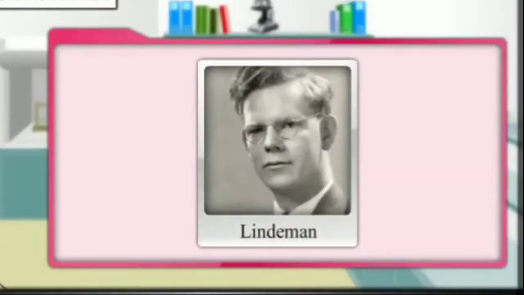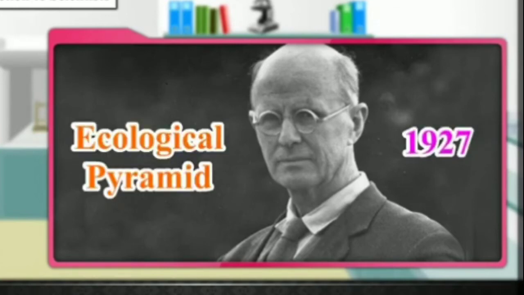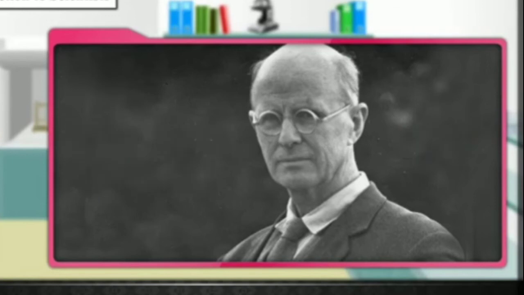Let's have an introduction to the scientists. Lindemann in 1942 studied the food chain and energy flow. Charles Elton, a British scientist, first proposed the ecological pyramid in 1927 after his study of the tundra region of the Bear Islands in England. Hence, this pyramid is also called the Eltonian pyramid.